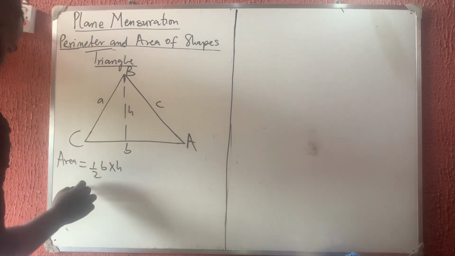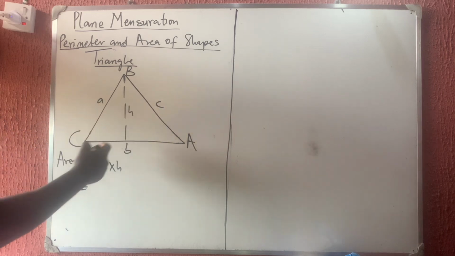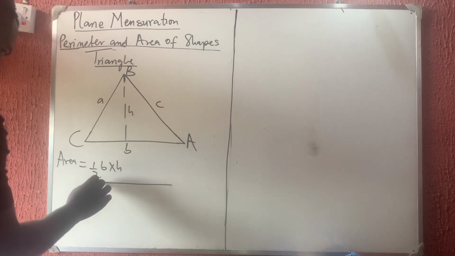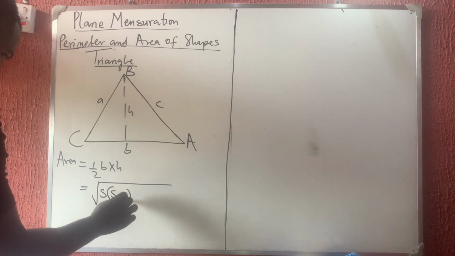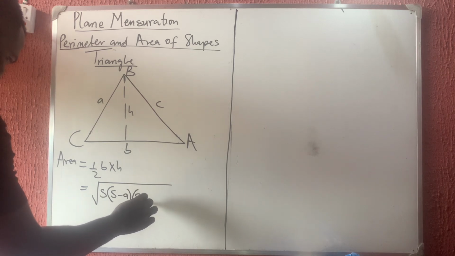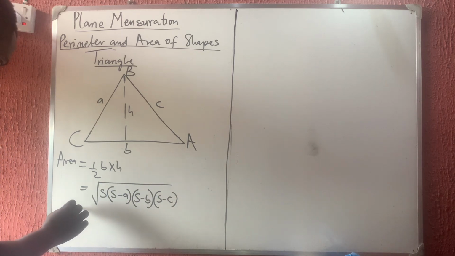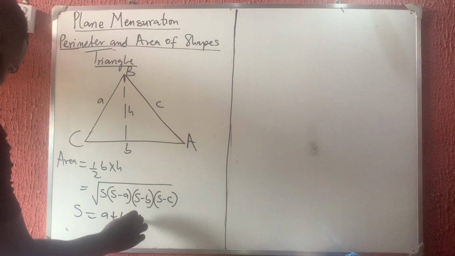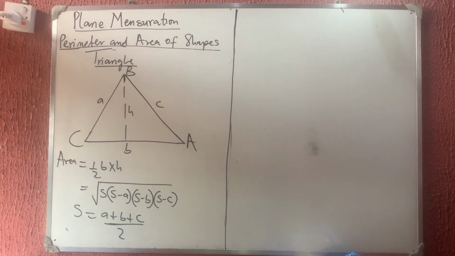So another way is that if we don't have the height of this triangle, we can use A, B, and C by saying that the area of the triangle is equal to the square root of S in bracket of S minus A in bracket of S minus B in bracket of S minus C. Okay. Then what is your S? Where S is equal to A plus B plus C all over 2. Okay. So that is that.